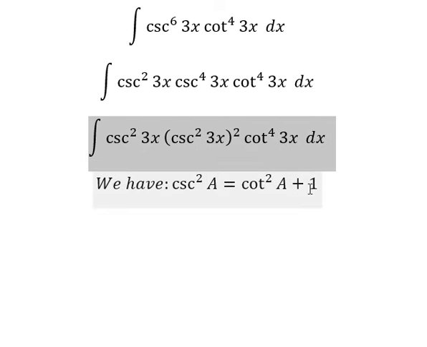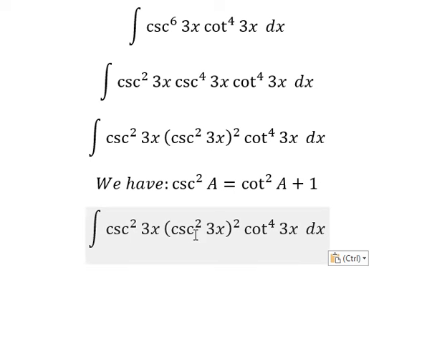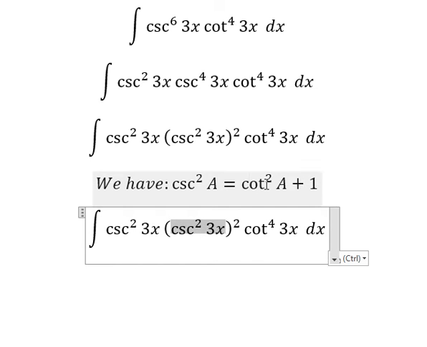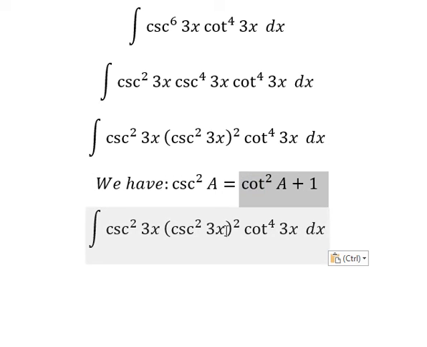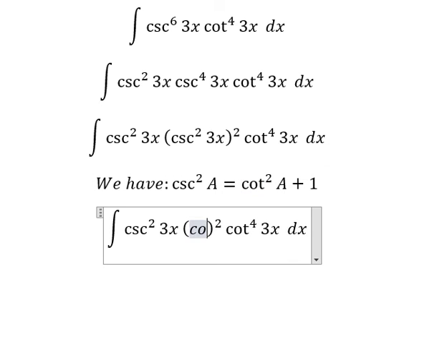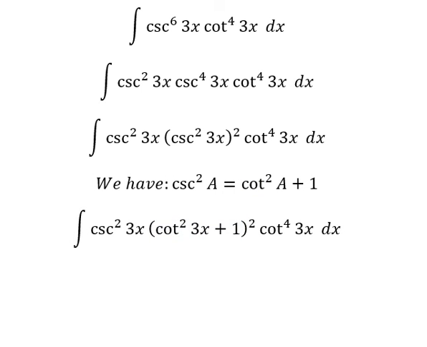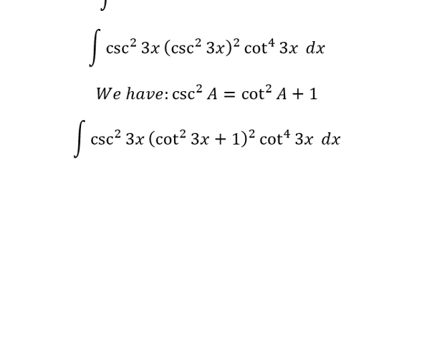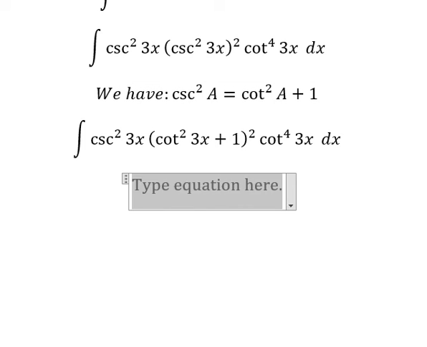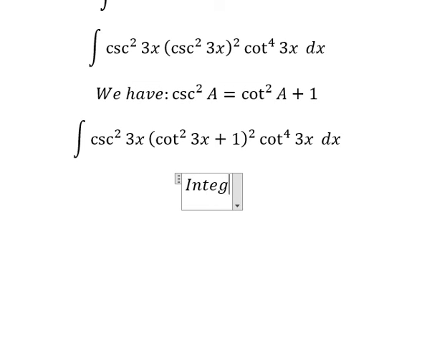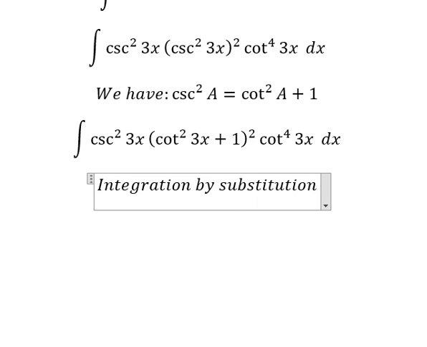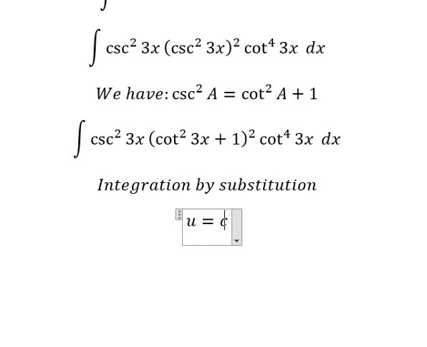So we need to transform this one into this one, and we have like this. And now we can use integration by substitution. So I will put u equals to cosine 3x.